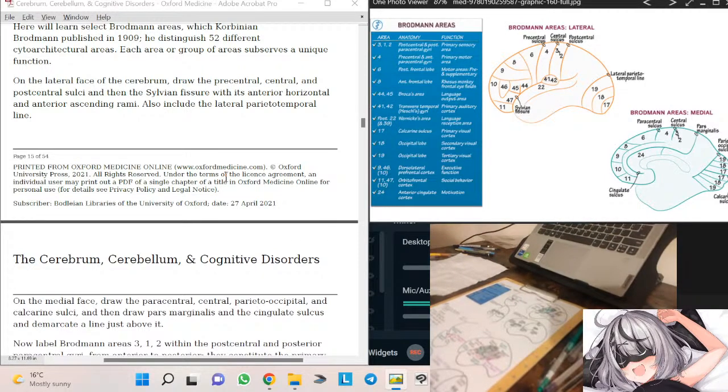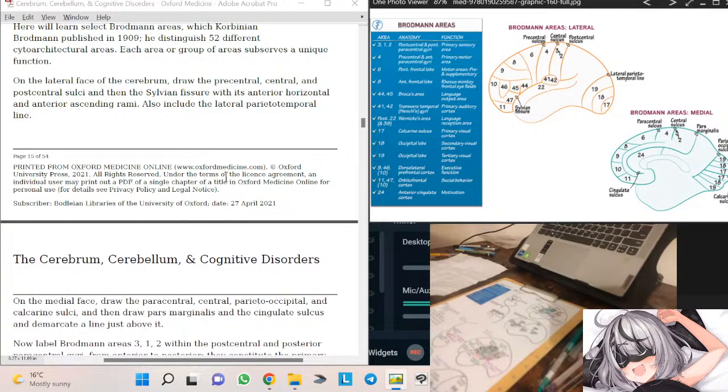Here we will learn select Brodmann areas, which Korbinian Brodmann published in 1909. He distinguished 52 different cytoarchitectural areas. Each area or group of areas subserves a unique function.